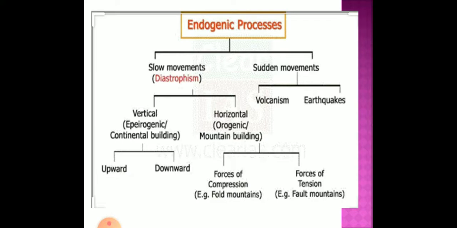Now, moving to the second side, it is sudden movement. Volcanic eruptions, earthquakes, etc., are called sudden movement. So the vertical movements and the horizontal movements are slow movement, and the volcanic eruption and earthquake, which happen very fast and are usually considered a destruction, are sudden movement. Those are the two types of endogenic process which happen inside the earth's crust.